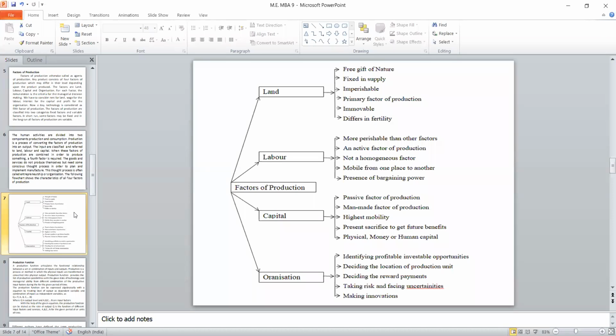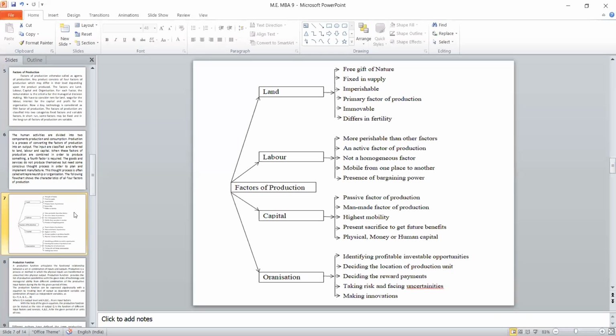And finally, out of the four factors of production, this particular factor is considered a primary factor of production. The main quality is that it is immovable. The other three are movable factors, but land is the only factor of production that is called immovable. And from land to land, the fertility rate may differ. So these are some of the features of land. Once you know the features of a particular factor of production, then you can easily take a decision on how to apply it.